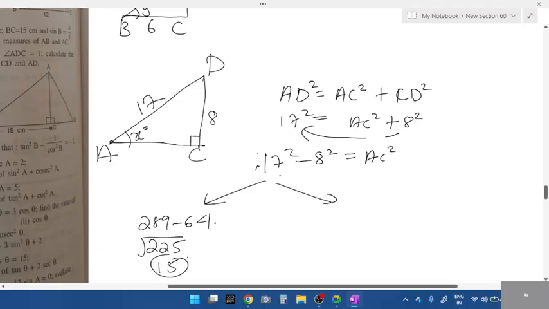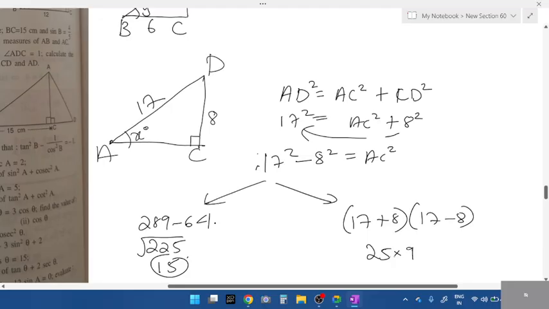15. The other way is, doesn't it look like a square minus b square? Right? There are two values and square. What is a square minus b square? A plus b into a minus b. 17 plus 8. How much is that? 25. 17 minus, yes, what is 17 minus 8?